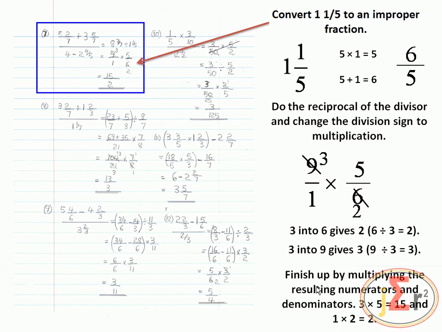So finish up by multiplying the resulting numerators and denominators. So we have 3 5s 15 and 1 2 2. So the result is 15 over 2.